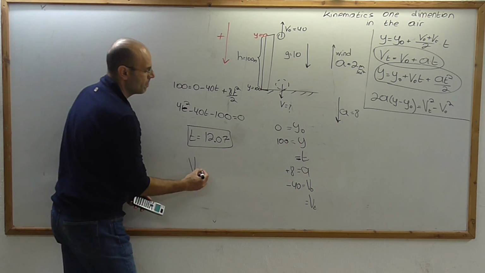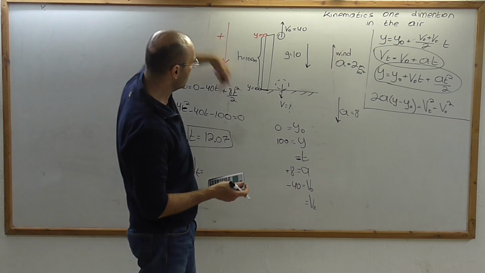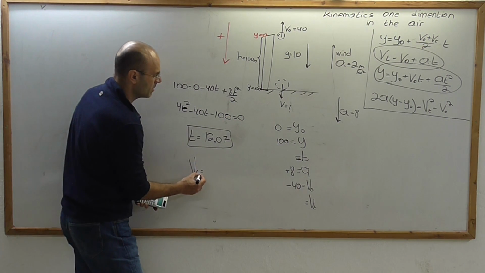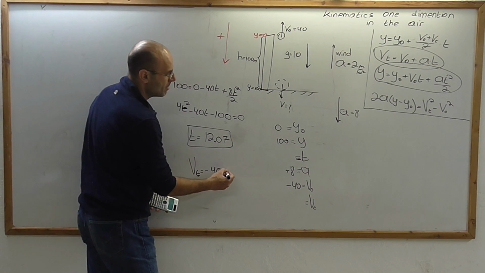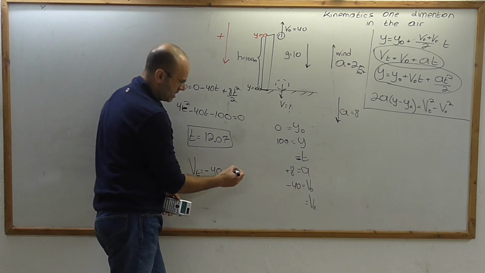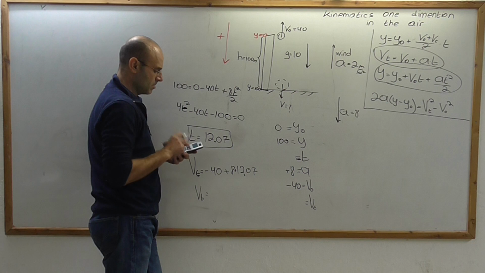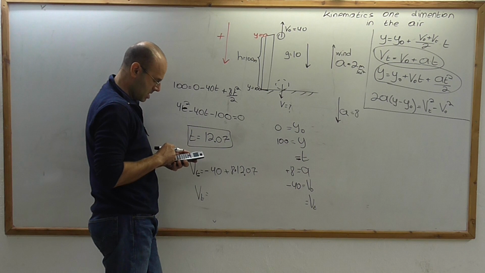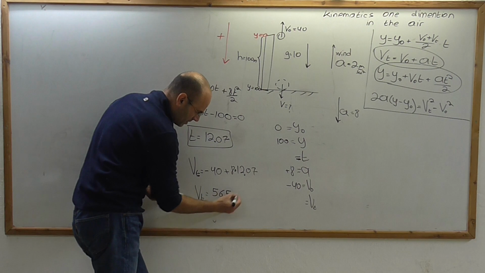Let's find the v final. I expect it to be positive because this is the positive direction, and when it lands, it will be moving in this direction. Let's see. So v final will be, where am I? I'm here. v0 is minus 40 plus 8, which is the acceleration, using this formula, multiplied by 12.07. So v final will be minus 40 plus 8 multiplied by 12.07, which is 56.56.